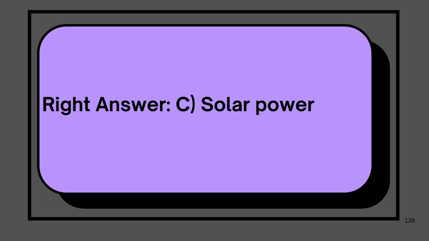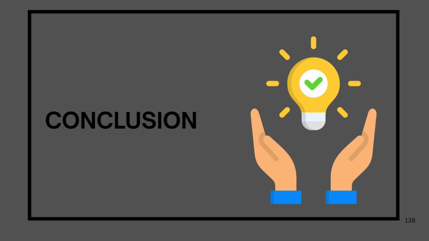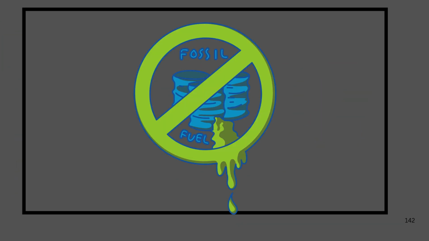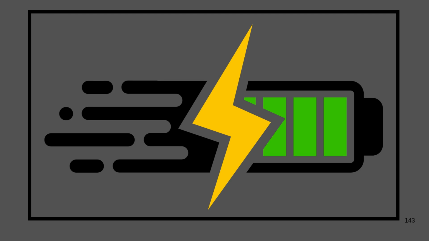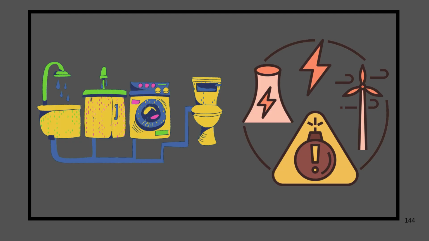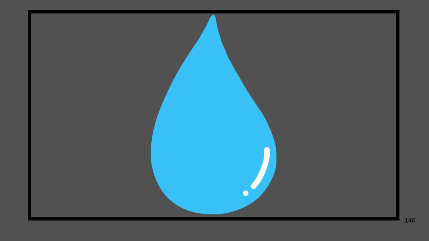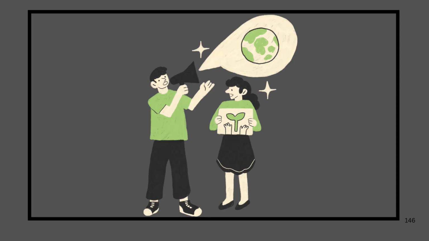Solar power. Conclusion. We saw how nature reuses water and carbon again and again in cycles. But some resources like fossil fuels are used up fast. By understanding these natural processes, we can help protect the Earth. Every drop, every breath, and every action matters.